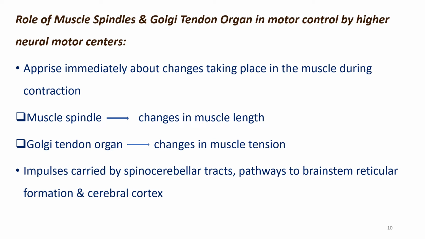The impulses are carried by the rapidly conducting spinocerebellar tracts, the ventral and the dorsal spinocerebellar tracts, and by other ascending pathways to the brainstem reticular formation and cerebral cortex. So now the higher centers can immediately know if there is any difference between the command and the execution of the order. The muscle spindles and Golgi tendon organ send the feedback, or send a copy of the executed command, to the higher centers, where they can compare the command, that is the order, with what is actually happening. If there is any error or if a change is required, that is modified in the subsequent orders.